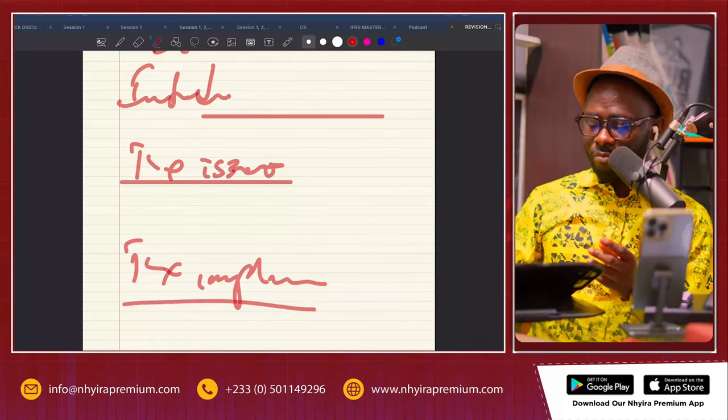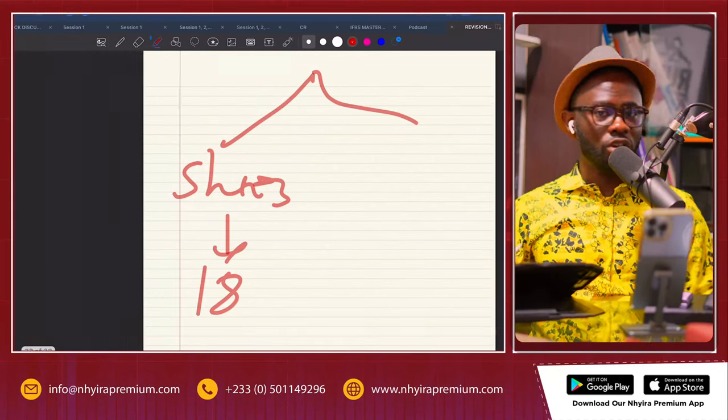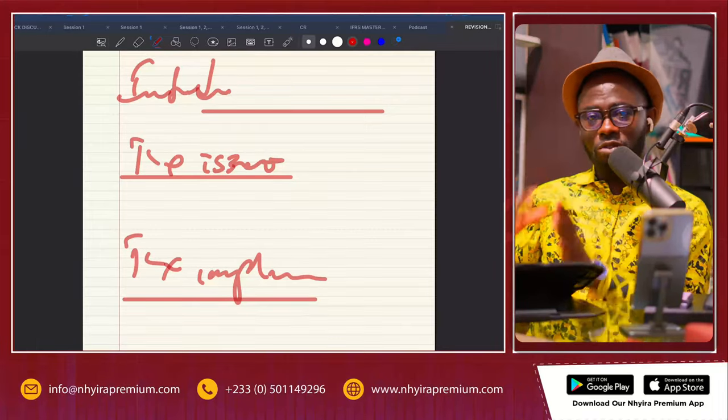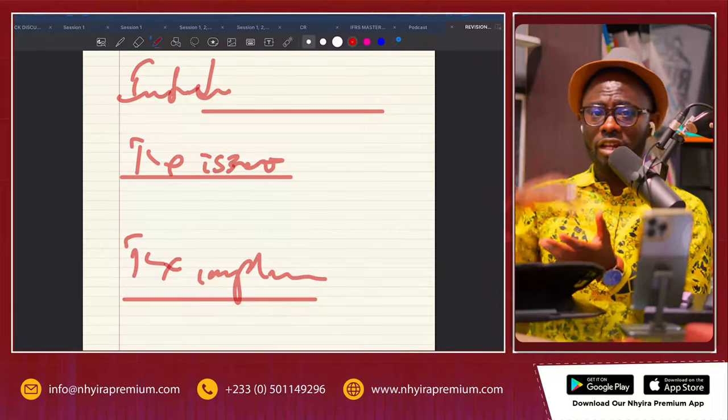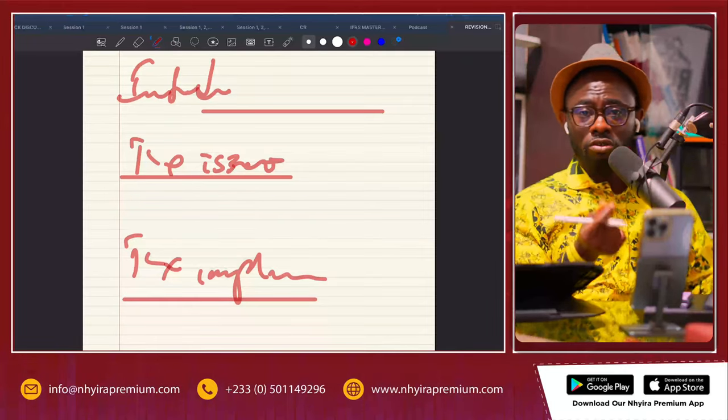Then you come to the tax implication. Maybe the entity is seeking to acquire 18%. Okay, then you contextualize. On the basis of the above, the acquisition of 18% will mean that any future dividend will be subject to a withholding tax of 8%.